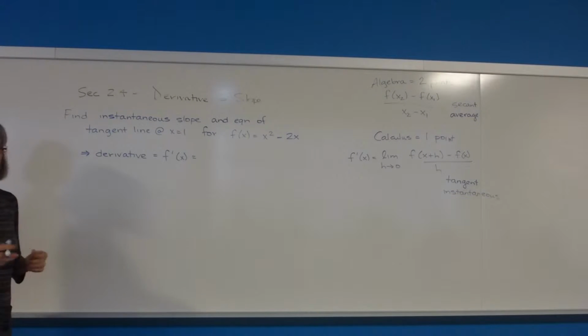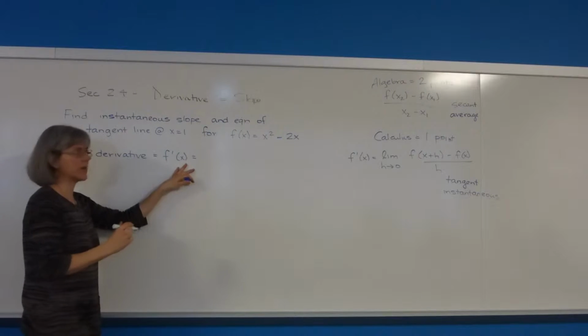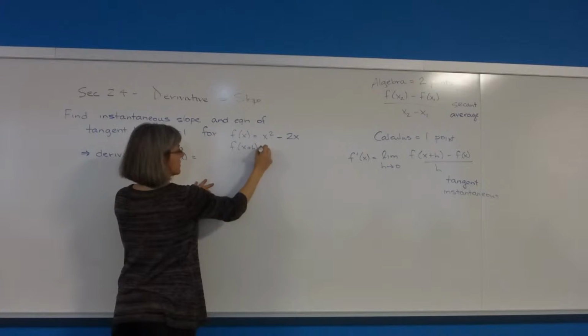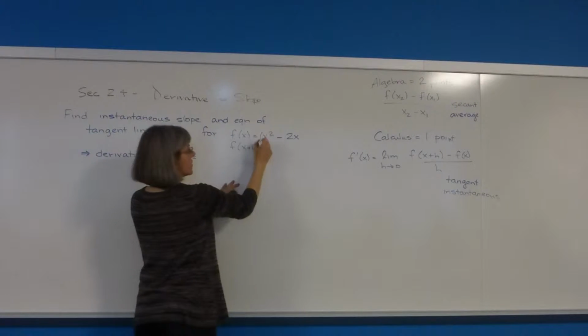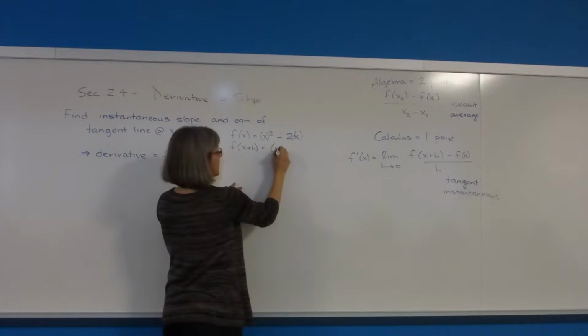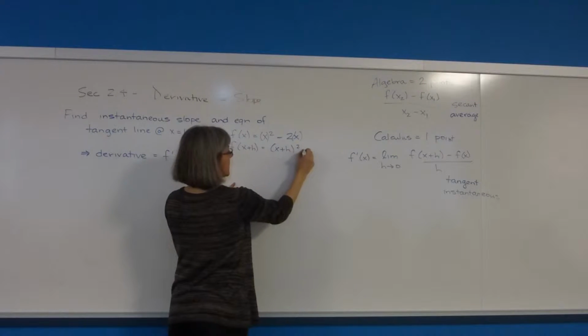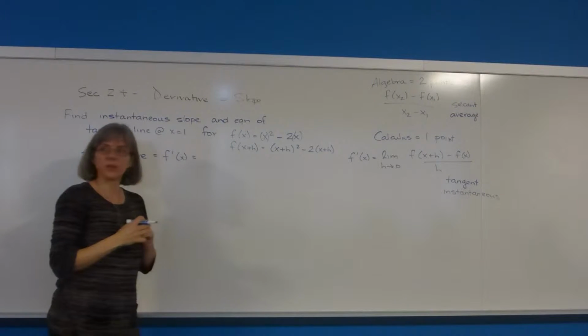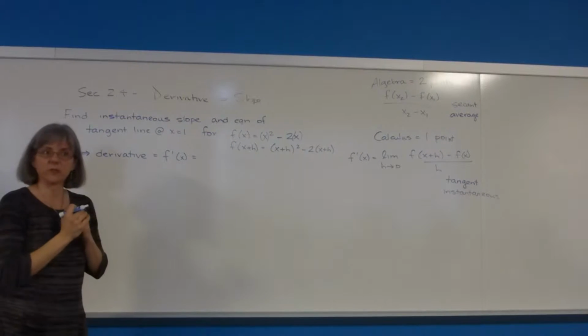Okay, so let's start working through this. So if I want to define f prime of x, the first part I'm going to need is this f of x plus h. So that means everywhere I used to have an x, I need to put in the x plus h. So (x plus h) squared minus 2 times (x plus h). That's the piece that goes into the first part of my difference equation.